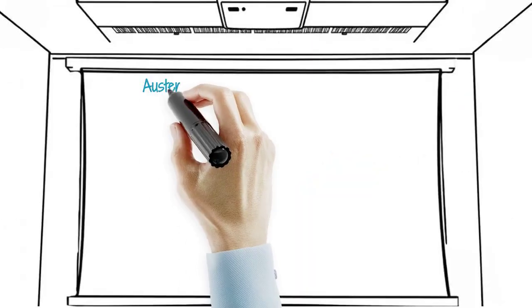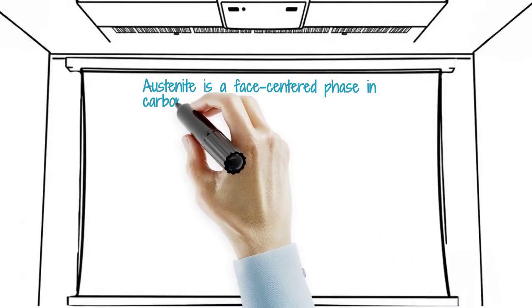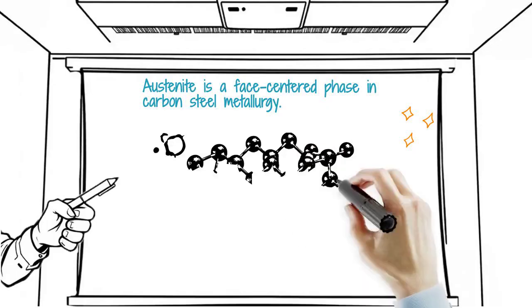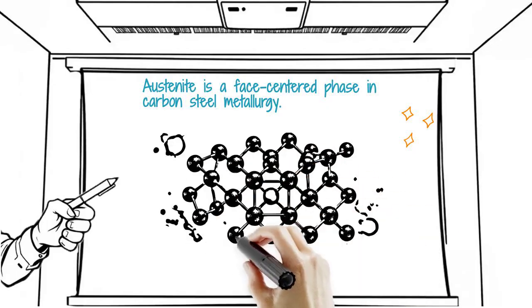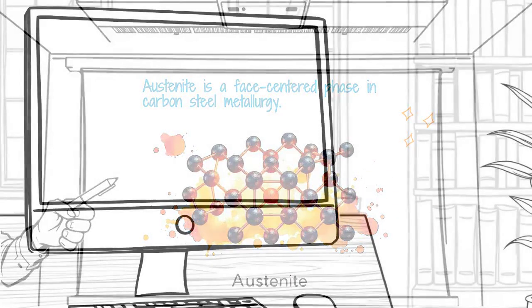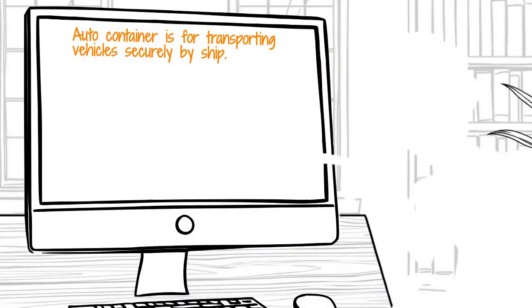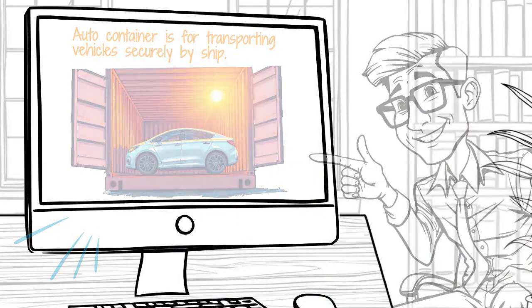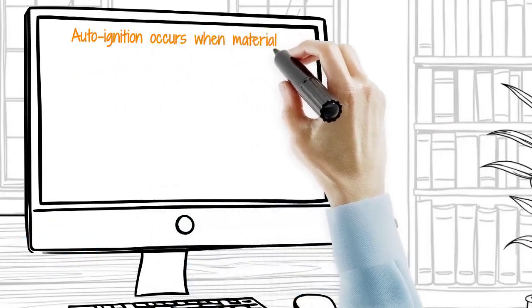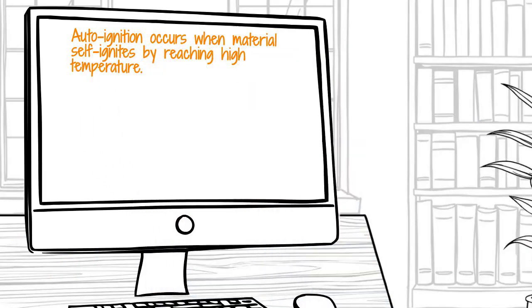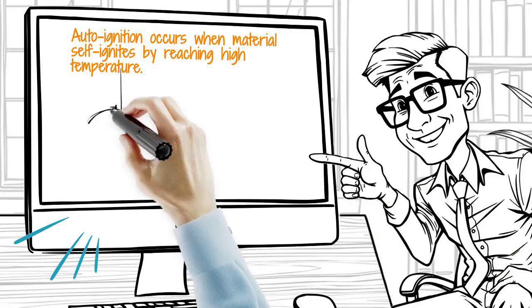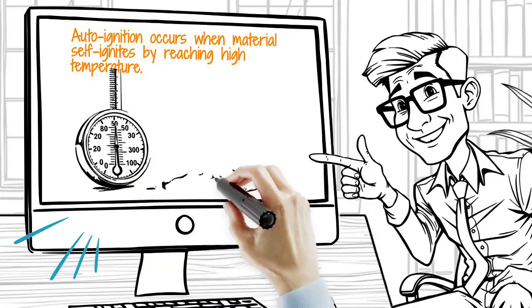Austenite, one of 3 possible phases of iron and carbon atoms in carbon steel, characterized by a face-centered cubic unit. See also ferrite and cementite. Auto container, container equipped for the transportation of vehicles. Auto ignition, the ignition of a combustible material without initiation by a spark or flame when the material has been raised to a temperature at which self-sustaining combustion occurs.